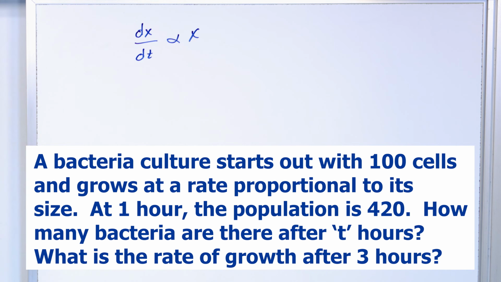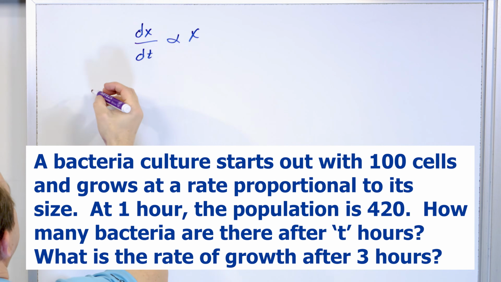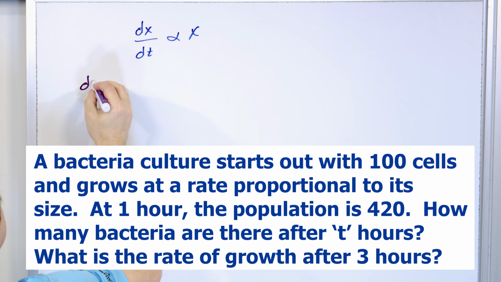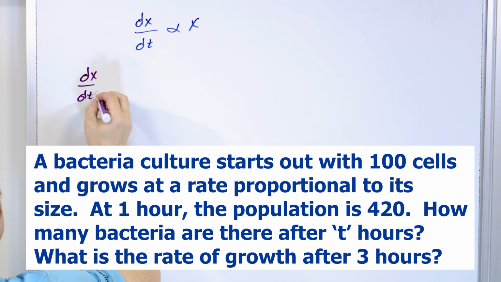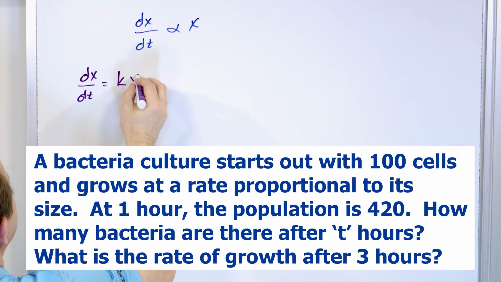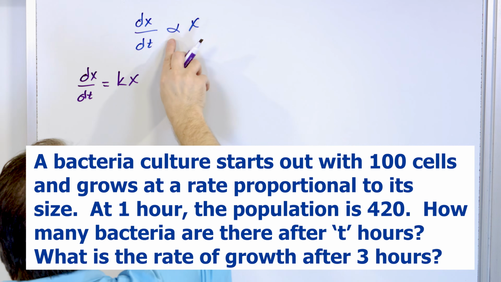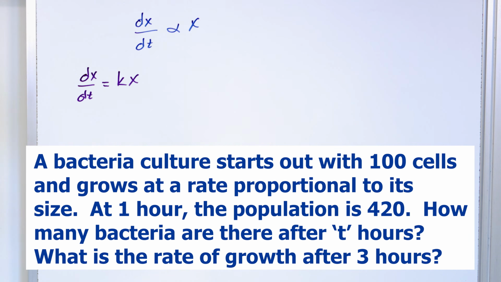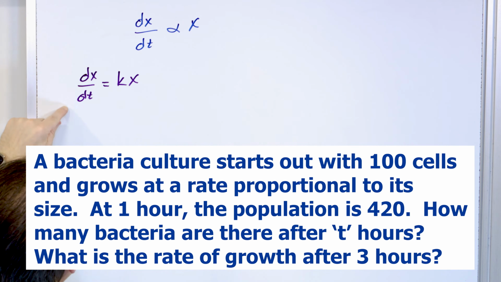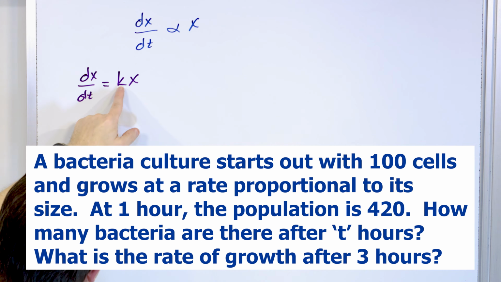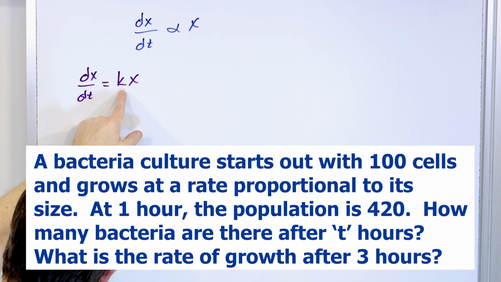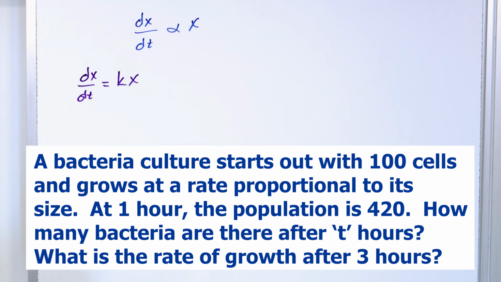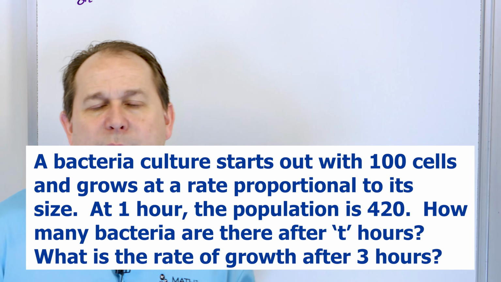Now, to write it down a little more mathematically, instead of this proportionality thing, we can say dx/dt is equal to k times x, right? So instead of just saying it's proportional, we introduce a constant of proportionality. All we're saying is that the rate of change of population growth with respect to time is proportional, with a proportionality constant k, which is a constant, times the size of the population. Now this is called a differential equation.